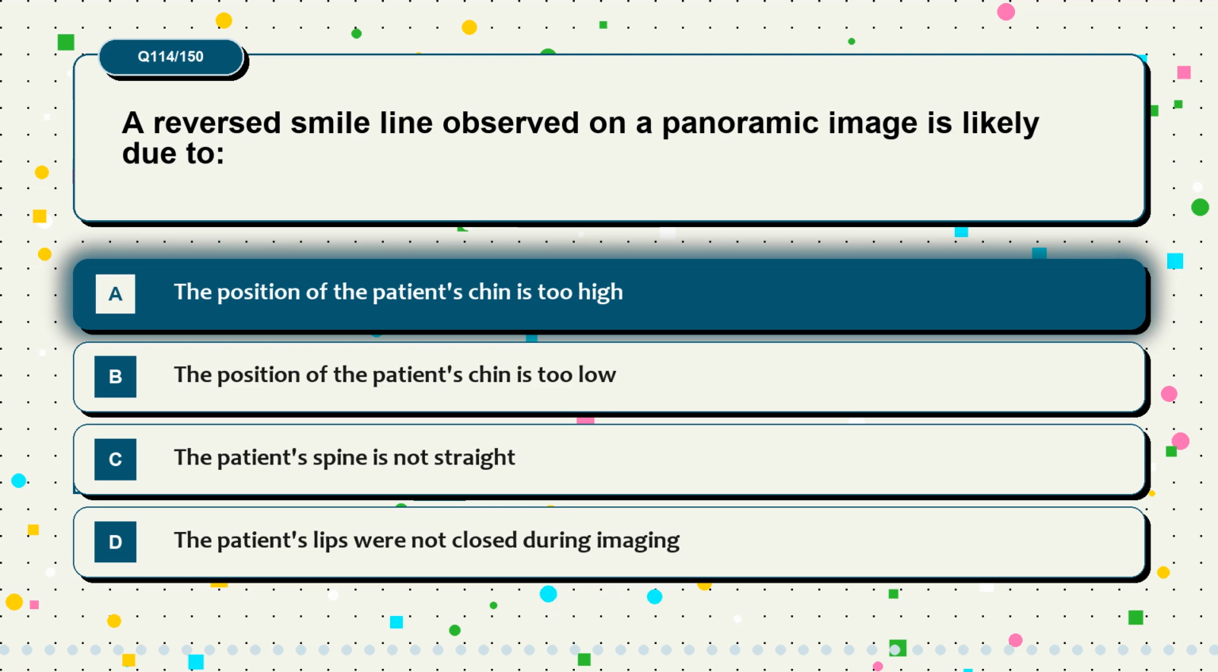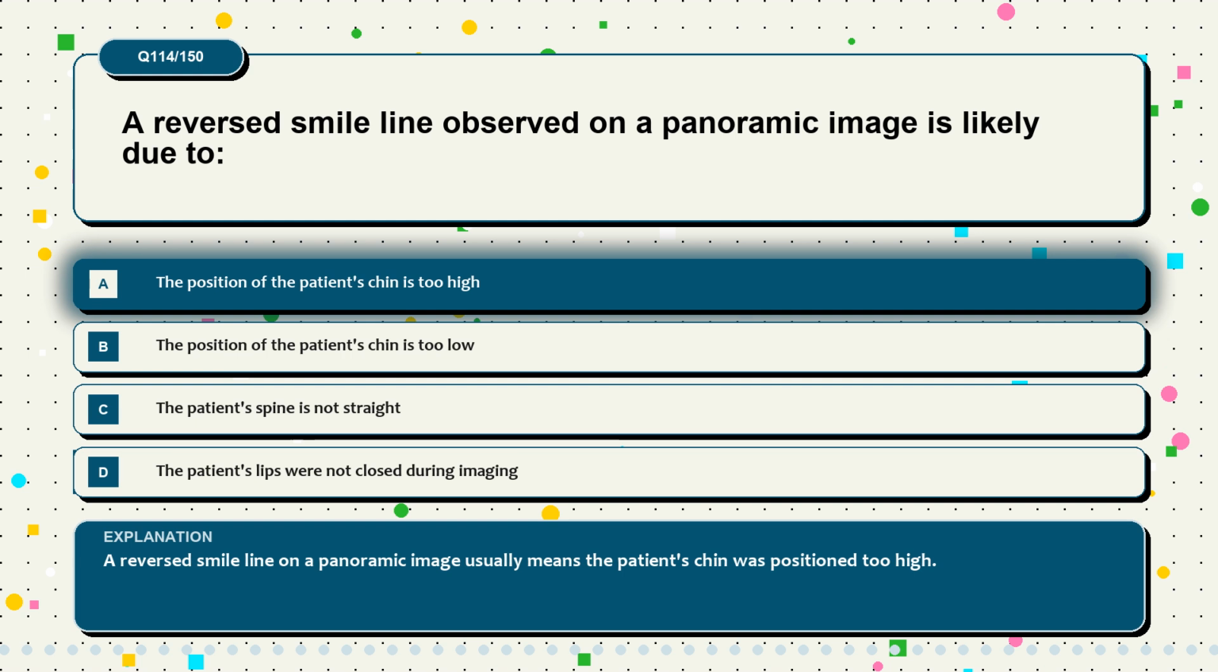The correct answer is option A. The position of the patient's chin is too high. A reversed smile line on a panoramic image usually means the patient's chin was positioned too high.